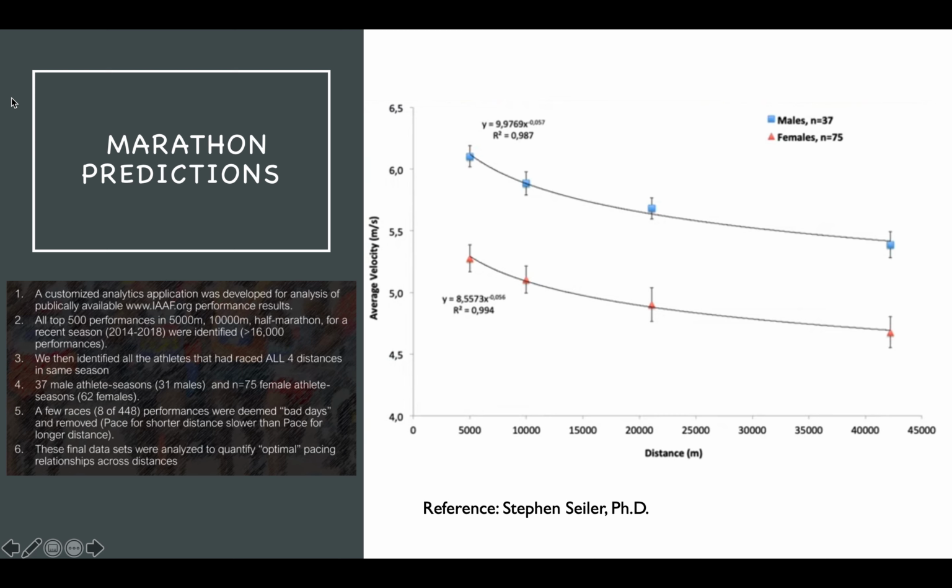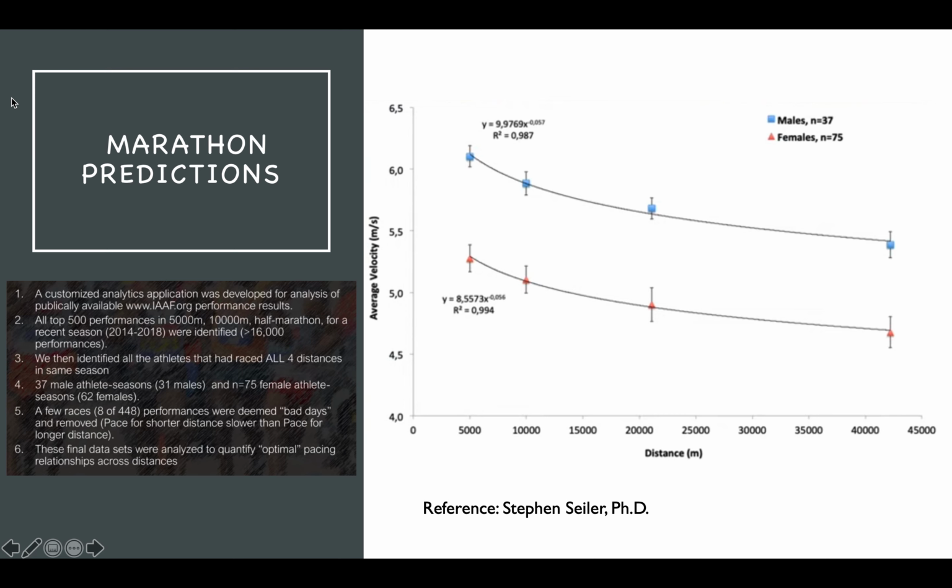Now we're going to move on to the marathon distance. And this is from a YouTube lecture from Dr. Steven Seiler, and I really like his research because it's very applicable to running performances and coaching science. And this graph is about predicting marathon time.